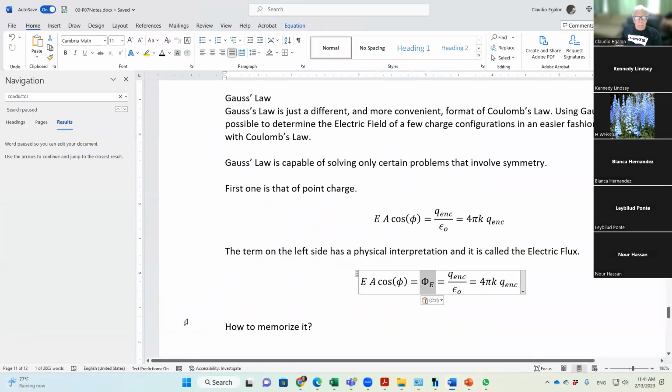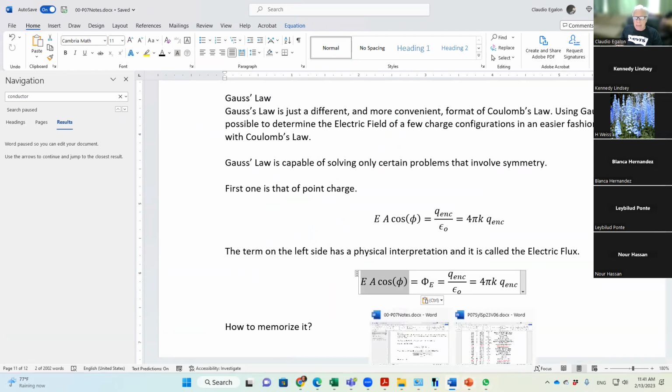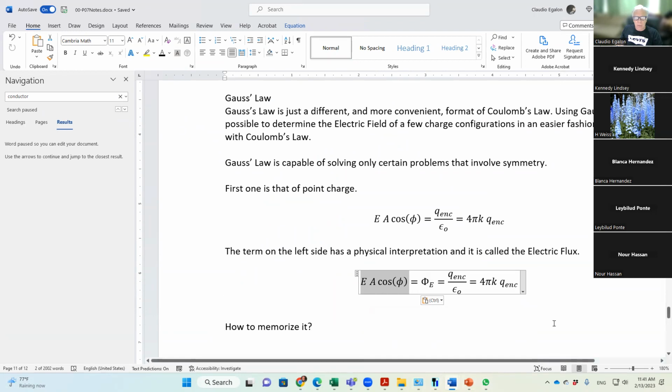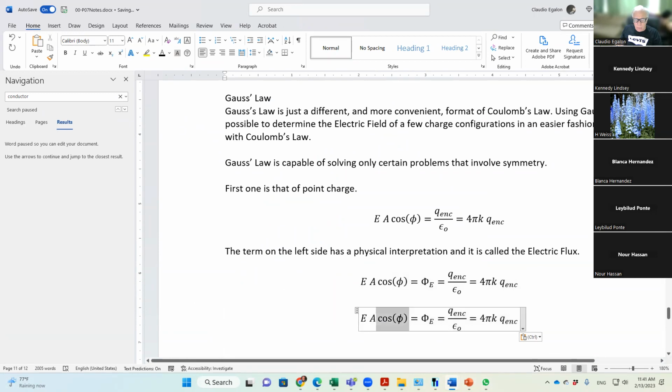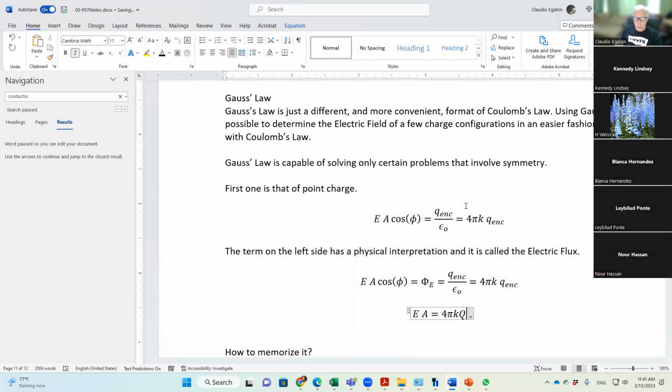For the case of the point charge, this angle phi is going to be 0 because the electric field and the area vectors point in the same direction. So cosine of 0 is 1. I'm going to use the other formula that's more familiar to you. In this case, the Q enclosed is going to be the charge Q. And then we solve for E.